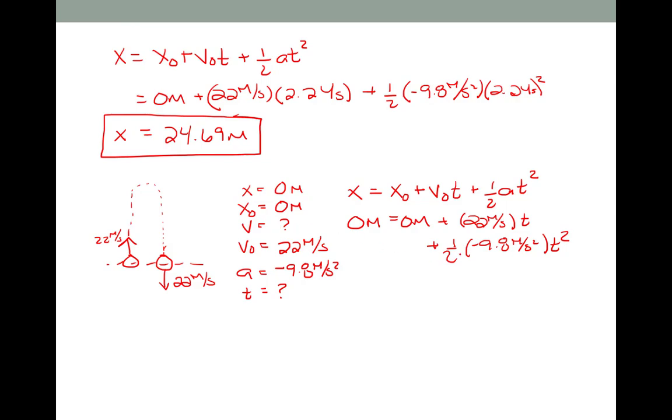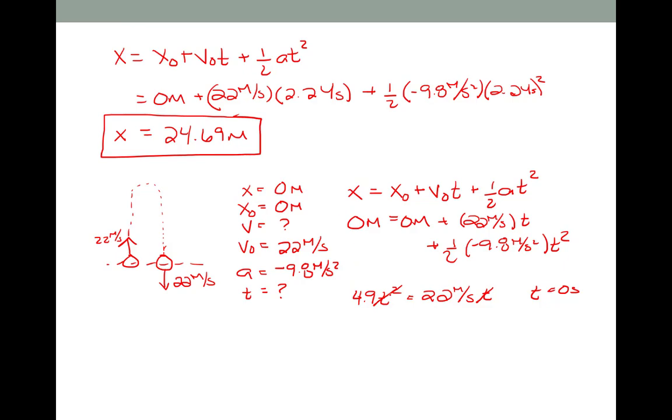Okay. So for this, I'm going to take 9.8 divided by 2, that gives me 4.9, and then I'm going to take that and move it to the other side. And I get 4.9 t squared equals 22 meters per second t. Well, I can cancel one factor of time. But when I do that, what that really is saying is that t equals 0 is a solution. Well, we already knew that. We knew that it was at x equals 0 at t equals 0. That's how we set it up. So that's not overly helpful.